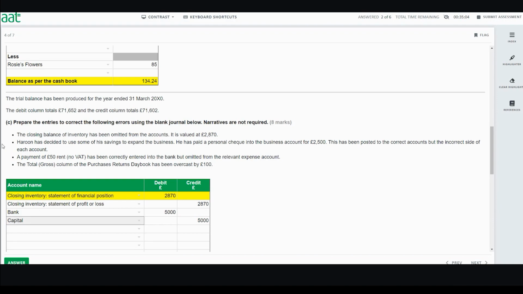Okay. The payment of £50 rent has been correctly entered into the bank, but it's been omitted from the relevant expense account. So it means that it's gone into the bank, but nothing else happened to it. It was correctly entered in the bank, but the debit entry for the expense account wasn't done. So it's caused an imbalance, which means we've got to have debited a suspense account.